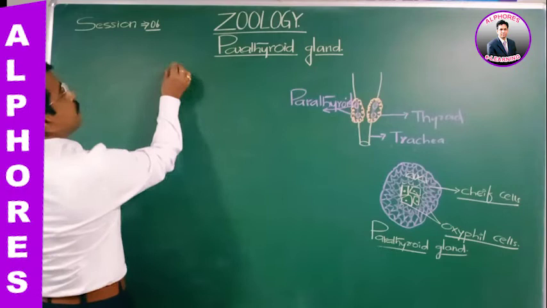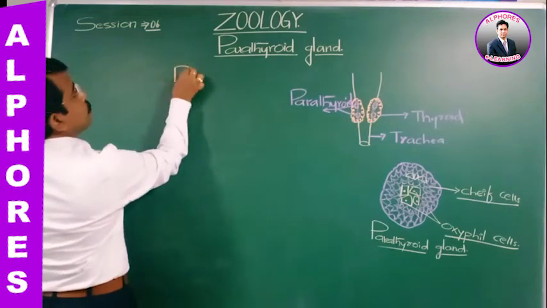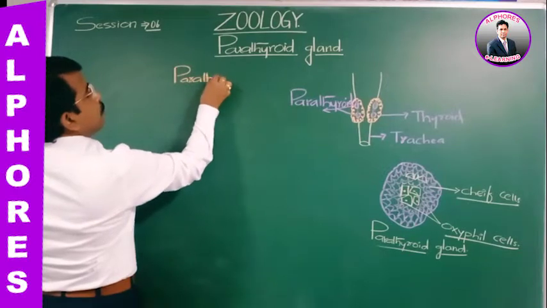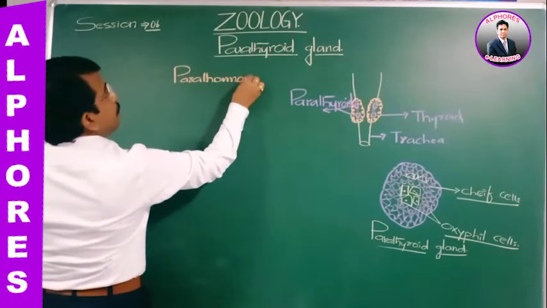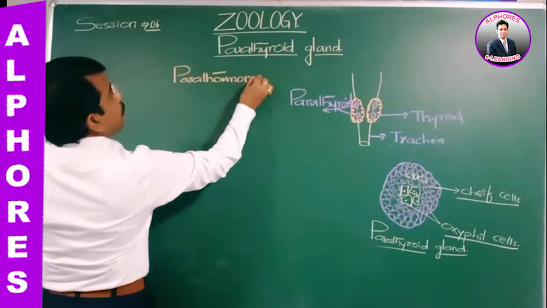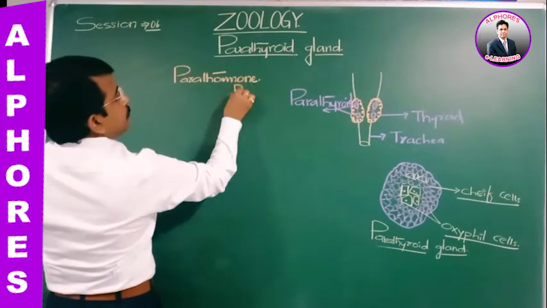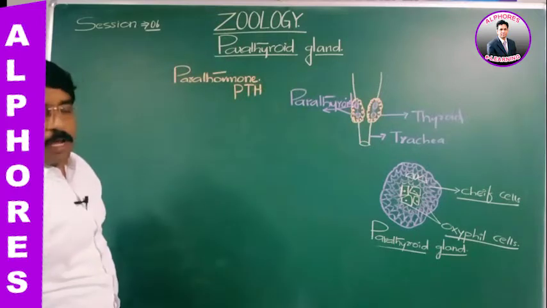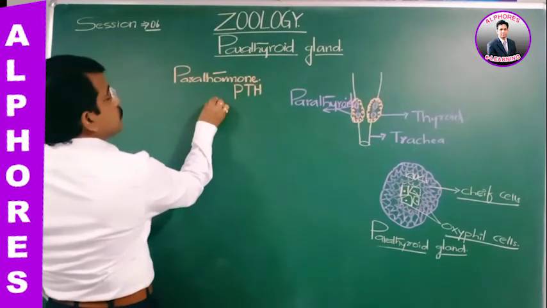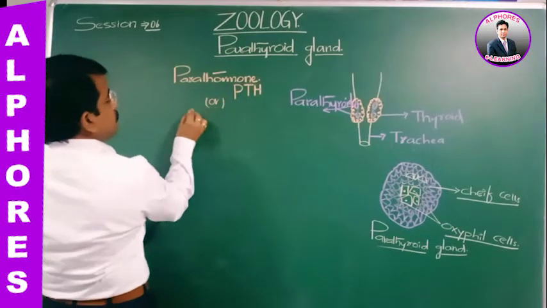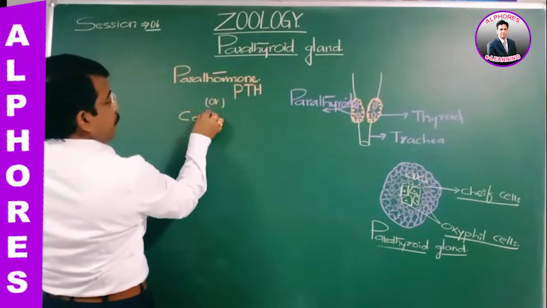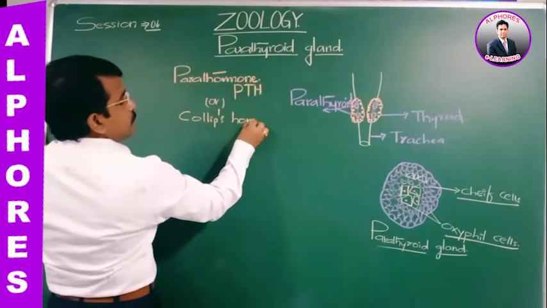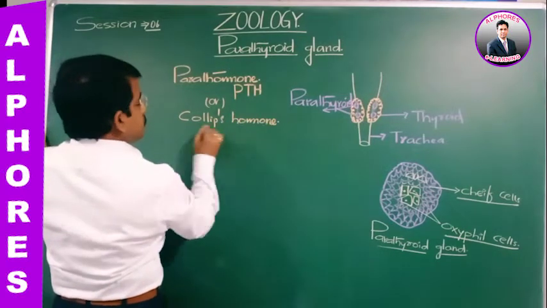Parathyroid gland secretes a proteinoid hormone, named parathormone. Parathormone is also said to be the parathyroid hormone. It is abbreviated as PTH, parathormone. And in another term, it is said to be the Collip's hormone, named after the discoverer, that is the scientist.